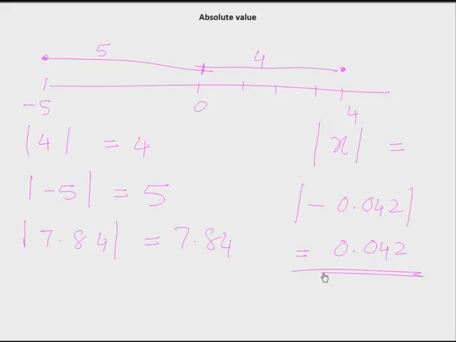So what's happening here? Well, if you give me a positive number, then its distance from 0 is itself. And if you give me a negative number, then its distance from 0 is its negative, because I need to make it positive. So if I take minus 5, I need to get 5. And the way to get 5 from minus 5 is to negate minus 5. Minus of minus 5 is 5.